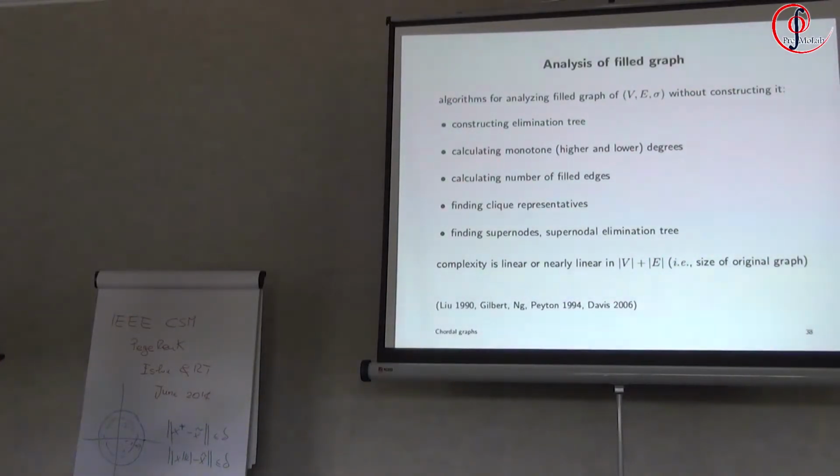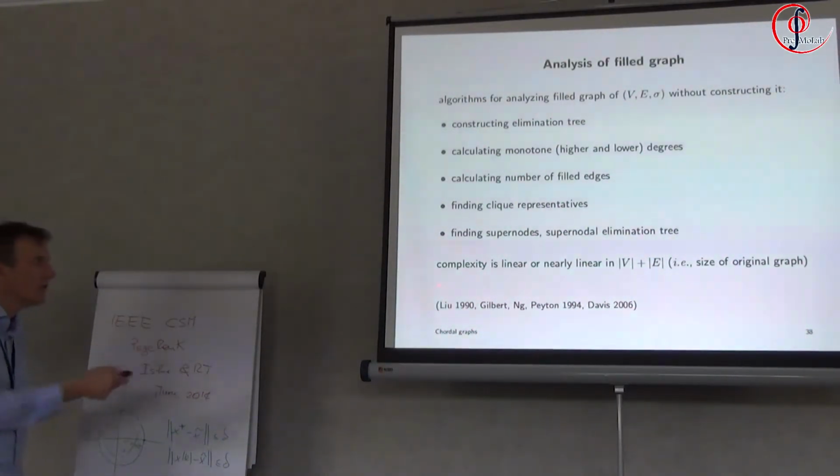You can compute those monotone degrees, the higher and the lower degree, without actually computing the entire filled graph. We've seen that that's enough to compute the, well, if you have the monotone degrees, so the number of non-zeros in each row and column, then of course you have the number of filled edges. The monotone degrees and the elimination tree, we've seen, are sufficient to find all the cliques in the graph. So you don't have to find the filled graph to find all the cliques. You can do this from the original graph and the ordering, and so on.